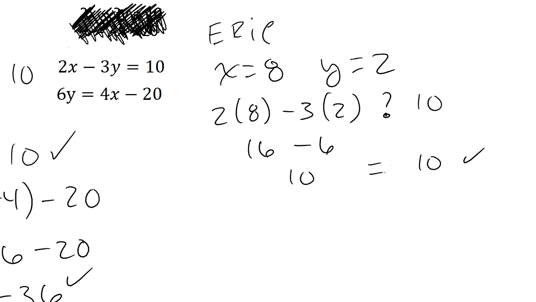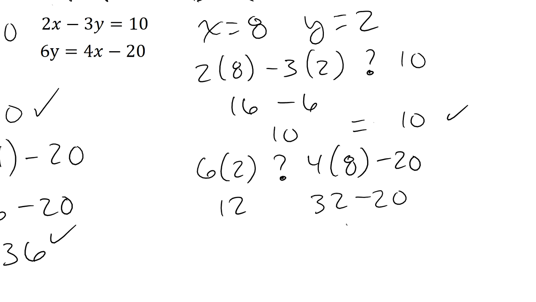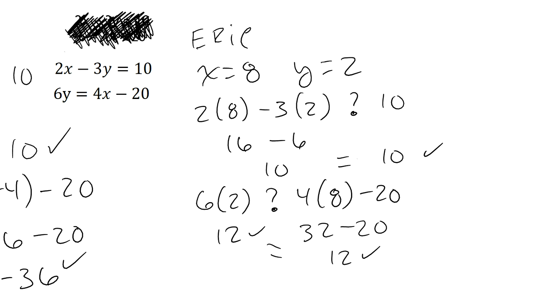So let's plug the values into the second equation. His y value is 2, so he's got 6 times his y value of 2, and we're wondering, is that the same as 4 times his x value of 8 and then -20. 6 times 2 is 12, and on the other side we've got 4 times 8 is 32, and 32 minus 20 is 12. Wow, that's the same, right? They're the same. So Eric's point is a solution also.